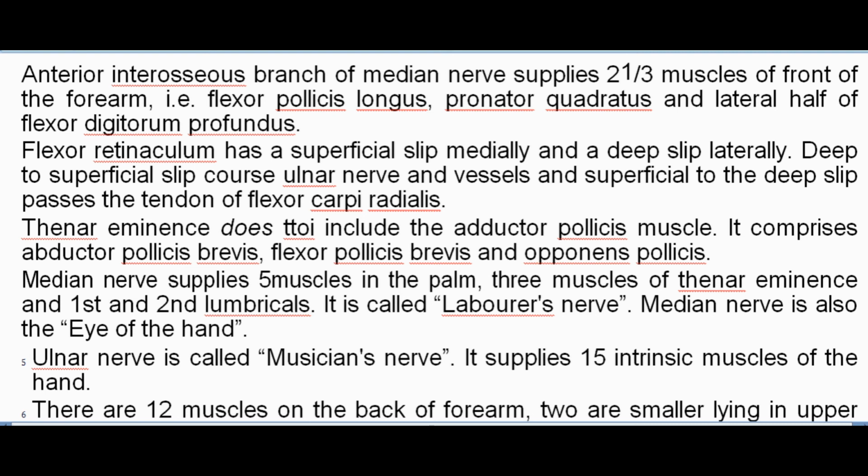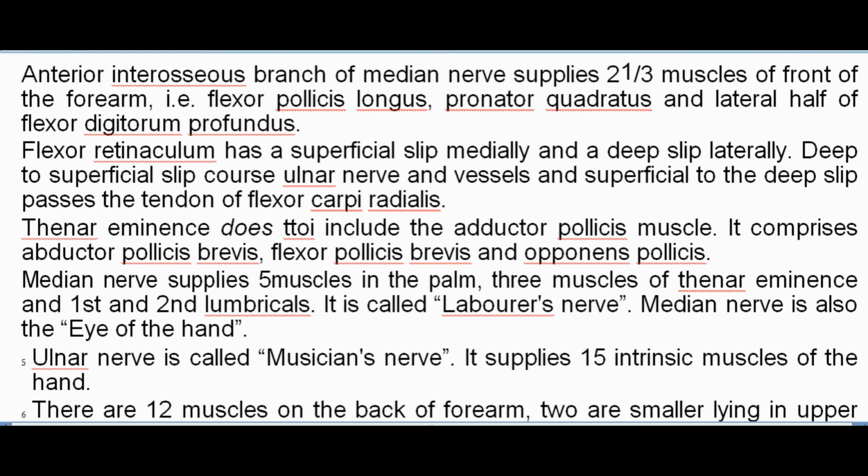The flexor retinaculum has a superficial slip medially and a deep slip laterally. Deep to the superficial slip course the ulnar nerve and vessels, and superficial to the deep slip passes the tendon of flexor carpi radialis. The thenar eminence does not include the adductor pollicis muscle. It comprises abductor pollicis brevis, flexor pollicis brevis and opponens pollicis. The median nerve supplies 5 muscles in the palm: 3 muscles of the thenar eminence and the first and second lumbricals. It is called the laborer's nerve.